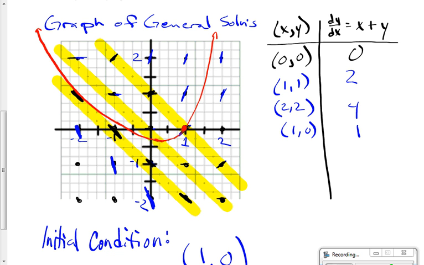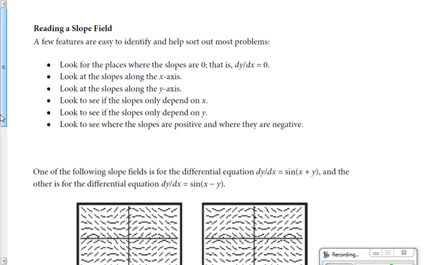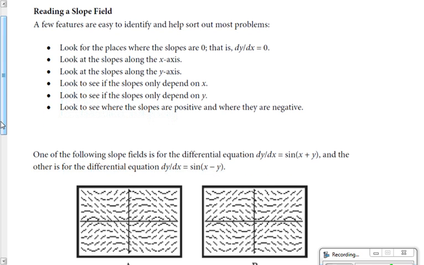So the big skill today is you're going to be asked to make some slope fields. You're going to be asked to match up some slope fields. I want to give you some tips. Okay? Going to reading a slope field, a few features are going to help you identify what you're looking for. My favorite places are where the slopes are 0. There are horizontal segments wherever the slope is 0. I also like looking at the x-axis and the y-axis.